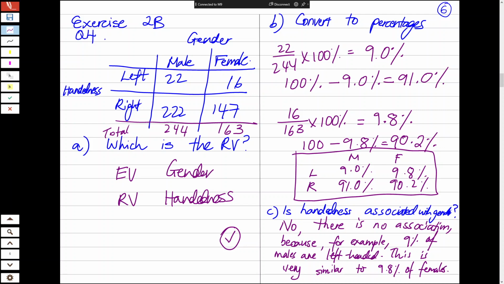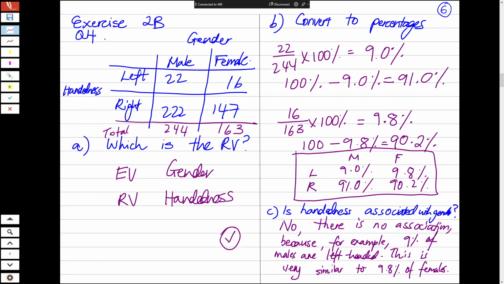So notice here, I'm actually using the data. So you would get 1 mark for your answer, yes or no, and you would get 1 mark for quoting an appropriate statistic, comparing the groups. So my argument is 9% and 9.8% are very similar. Okay? And that's how you get the extra mark.